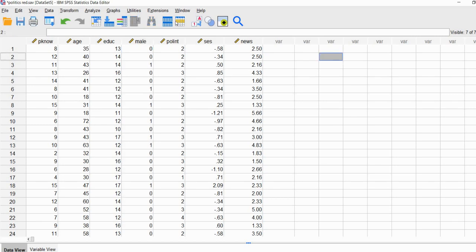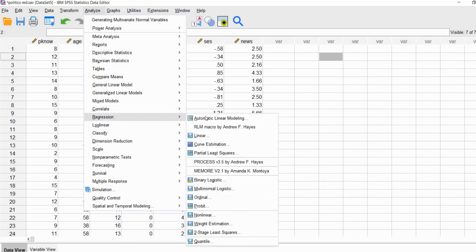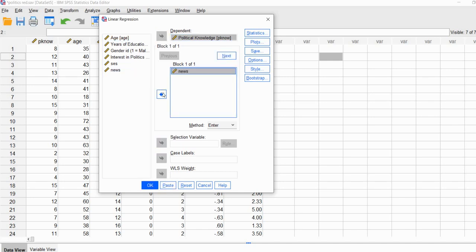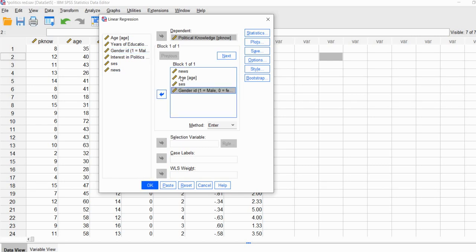We're going to start out with the linear model to look to see if there's any evidence of any type of nonlinearity in the relationship between news consumption and political knowledge. To accomplish that, we're going to go to Analyze, Regression, and then go down to Linear. Let me reset this and I'll set it up for you here. We've got political knowledge, move it over to the dependent box. We'll move news consumption over along with age, SES, and there's gender ID right there. So there we have our focal independent variable and our three covariates.